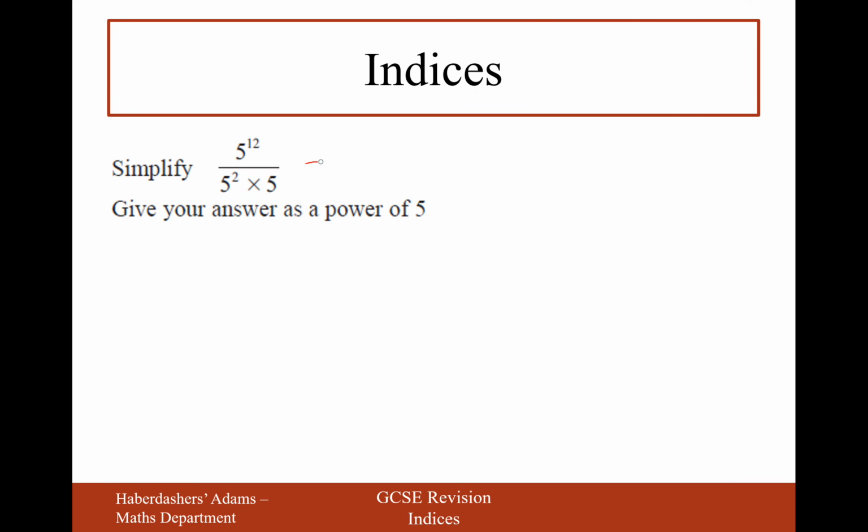Okay, let's simplify that denominator first. So I'll leave the 5 to the 12 on the top. And on the denominator, it's going to be 5 squared times 5. That'll be 5 cubed, because I've got 3 5's that are being multiplied on the denominator there. You could effectively think of the 5 as 5 to the 1 and add the indices as well. And then you subtract your indices, so it's going to be 12 take away 3, that'll be 5 to the 9. So the answer here is 5 to the 9.